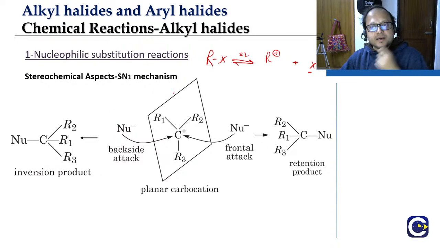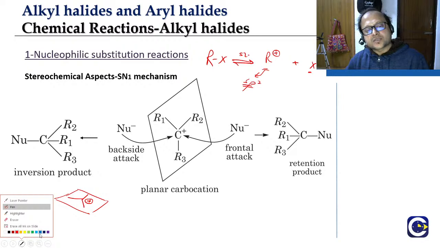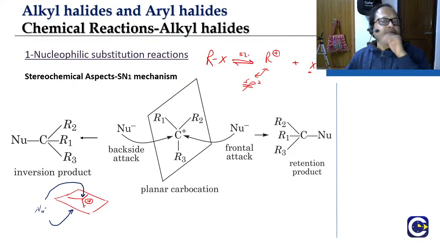In the second step, the nucleophile can attack this, because carbocation is what? It is sp2 hybridized, hence it's a triangular plane. So whenever there is a triangular plane, if you draw a plane like this, obviously the nucleophile is going to attack either from here or from here, right? So that means your nucleophile can attack from either side.